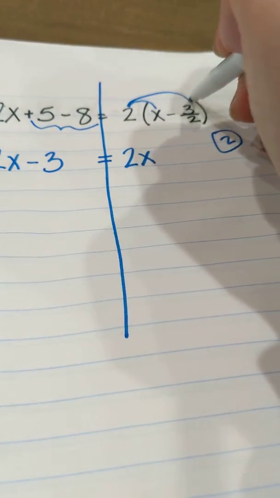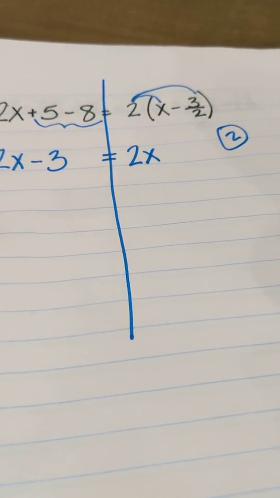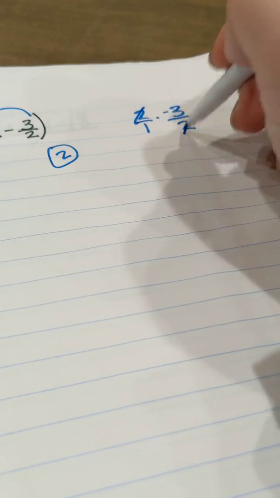And then we have 2 times negative 3 halves. If you can't get a picture of what that looks like, 2 times negative 3 halves. Well, that's not too bad. I'll just put this over 1 and cross reduce. Look what I'm left with.